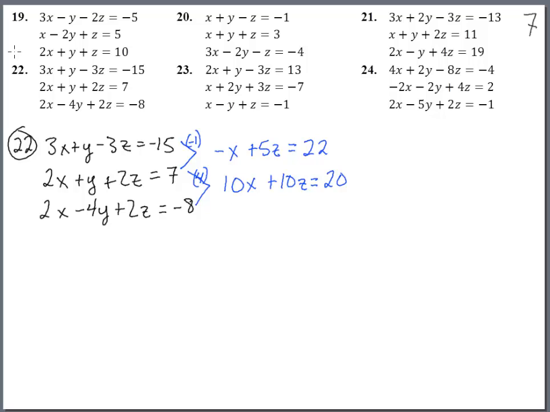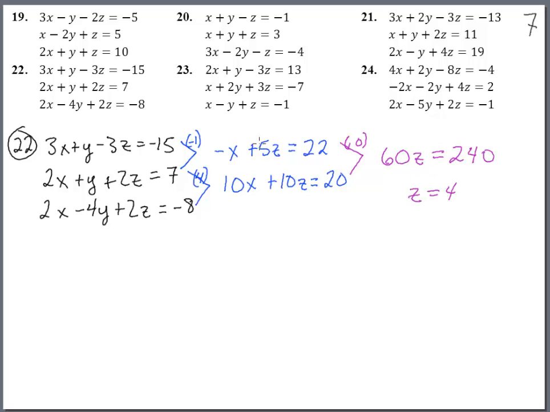Okay, now we've got to get rid of the x's. One particular thing, we could divide this by 10. That's not bad. That whole thing would work. Or we can do it the normal way here and times by 10 to get rid of the x's. So 10x and 10x is gone. 50 plus 10, that's 60z. 220 plus 20 is 240. Divide by 60, you get z equals 4.